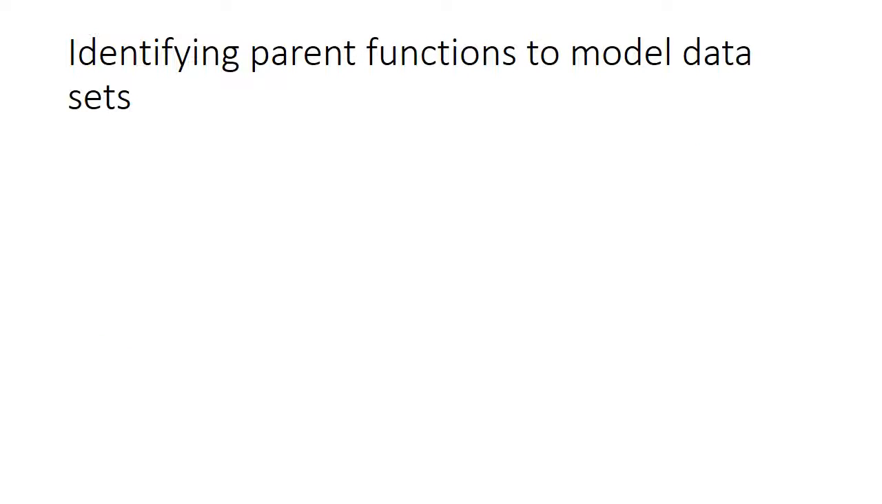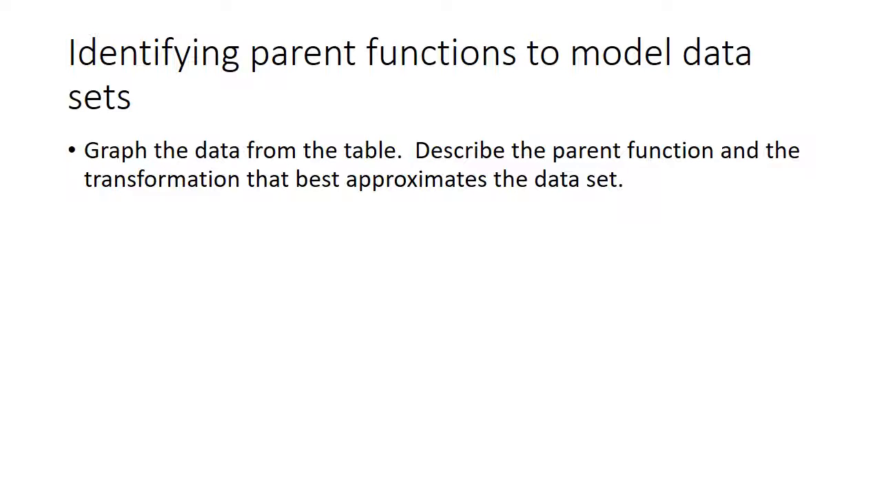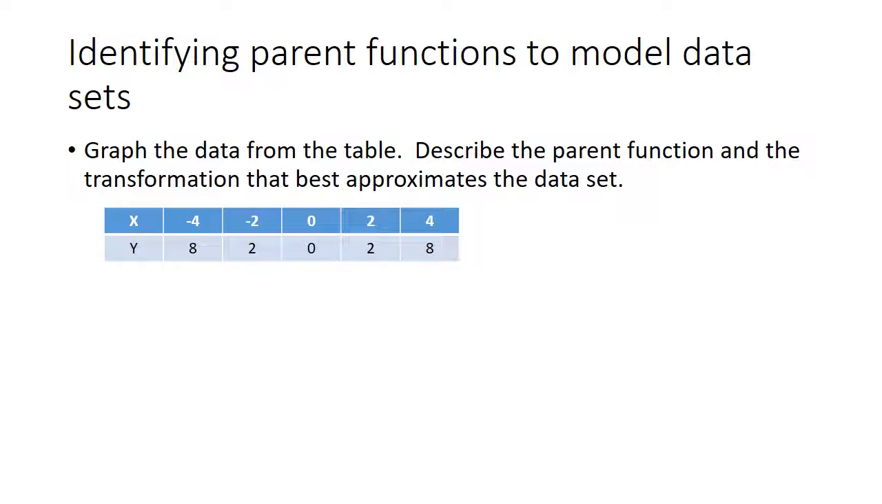We can also use just a data set to figure out parent functions. So in this case, I'm not going to give you the equation, I'm going to give you data from a table. So the way we're going to have to do this is we will graph the data from the table, not on our calculator, but on paper. We'll describe the parent function and then try to figure out the transformation that approximates the data set.